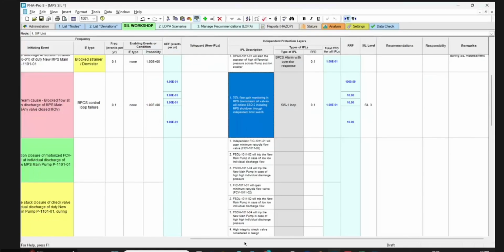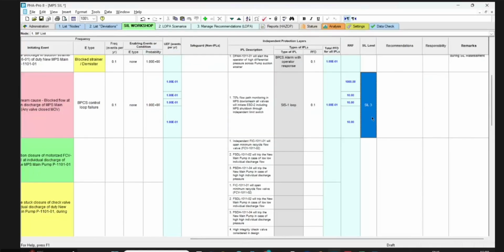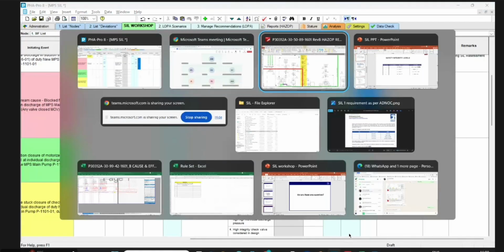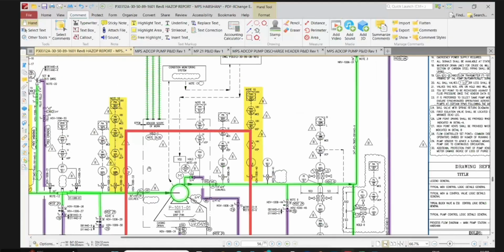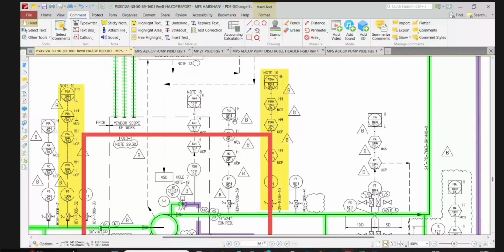So, SIL3 is a very big rating. Let us go for the P&ID again. We are saying that this PAH will happen because of a blocked outlet case. And if there is a blocked outlet case, you have got FAL. FAL is not there, so we cannot take credit.